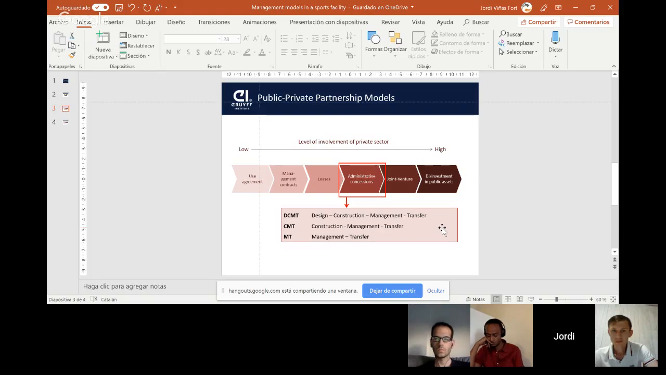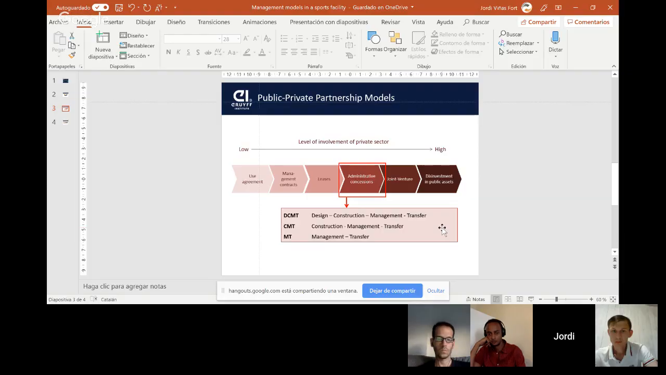So their focus was on getting the project to build it. But then when it comes to managing this sports facility for the next 10, 20 years, there's no interest in that. So that's going to be a problem at the end of the day for the local authority. Yeah. So the management part is the most important one. Yeah.